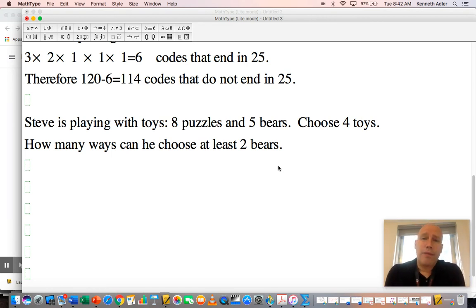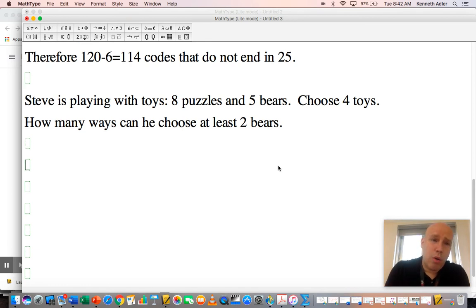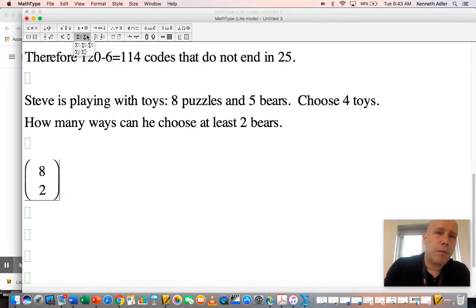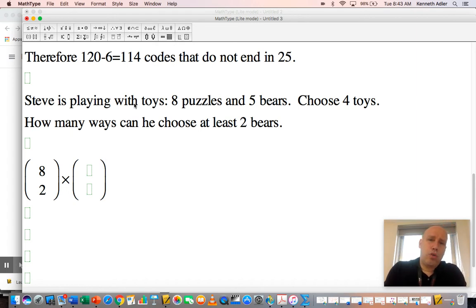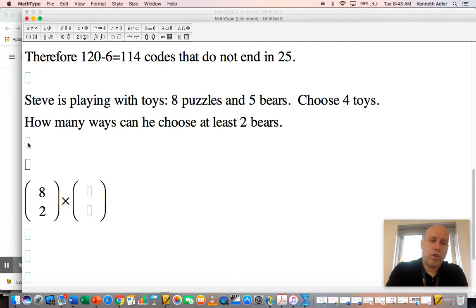But the book makes the point that instead of doing 2 and then 3 and then 4, the book says, you know what, you can do, so what's the first he could do? So at least 2 bears. So if he chooses 2 bears, there's 2 puzzles. Sorry about that. So if he chooses 2 bears, then he has 8 choose 2 and 5 choose 2.